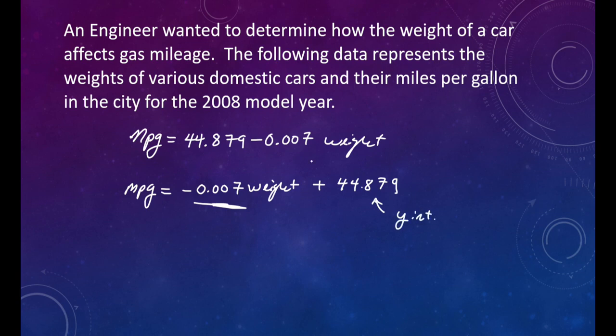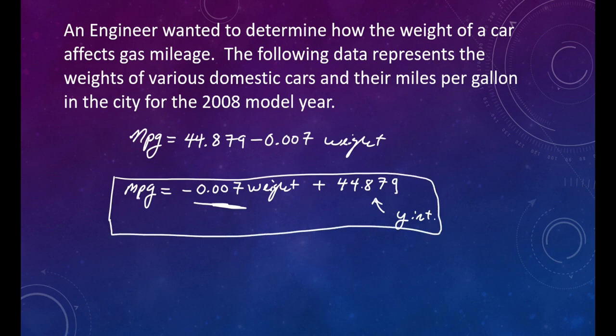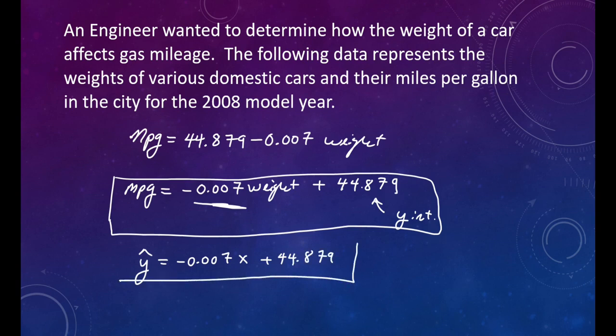So it's kind of backwards, so just be aware that the regression equation will be written in a different order. Sometimes the homework wants you to write it in this form: y hat equals negative 0.007x plus 44.879. So this is also another acceptable form for the regression equation.